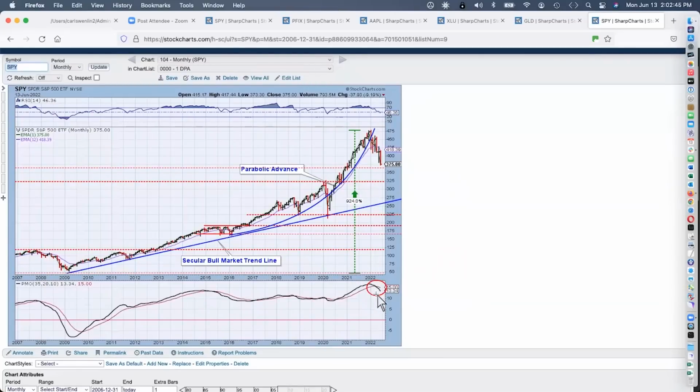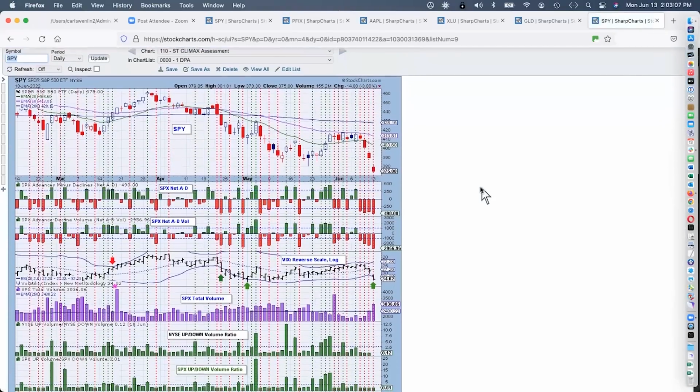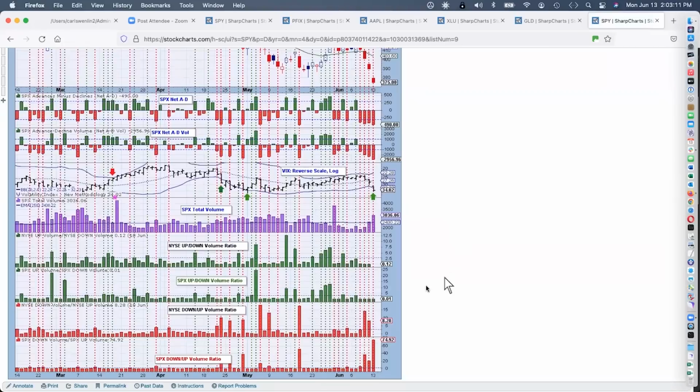PMO crossing over the signal line down. That's a top and a crossover. It's a pretty serious situation. Okay, climaxes. We got a climax today for sure. Yeah, I imagine we did. We're waiting for the New York stuff to come in, but notice we got a 74 level on the down divided by the up volume ratio.